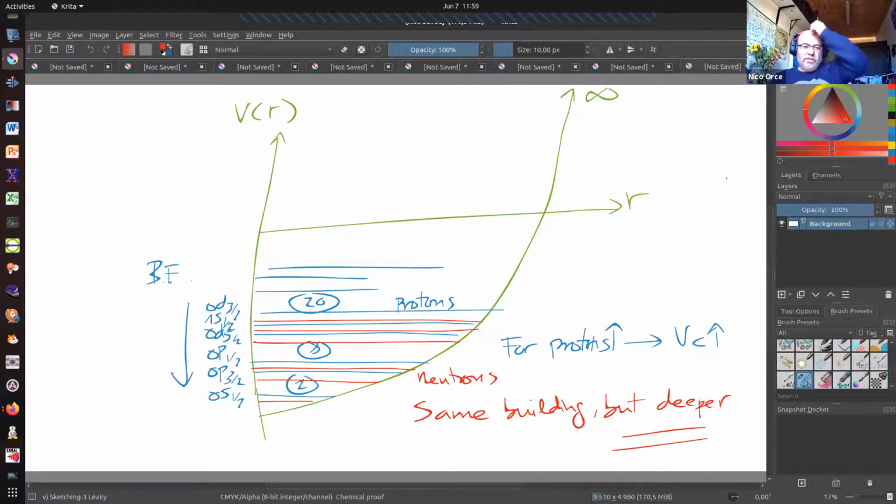Is that clear? Everything is inside the potential. It's inside this potential. Here it is negative, and if you go up there, it's positive, right? So here we will have a repulsion, and here we have an attraction.